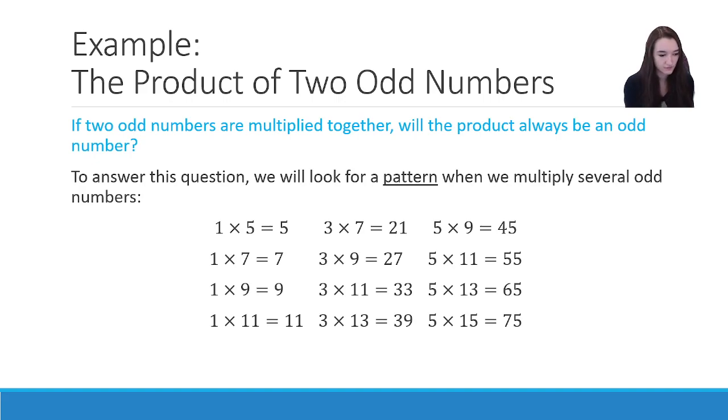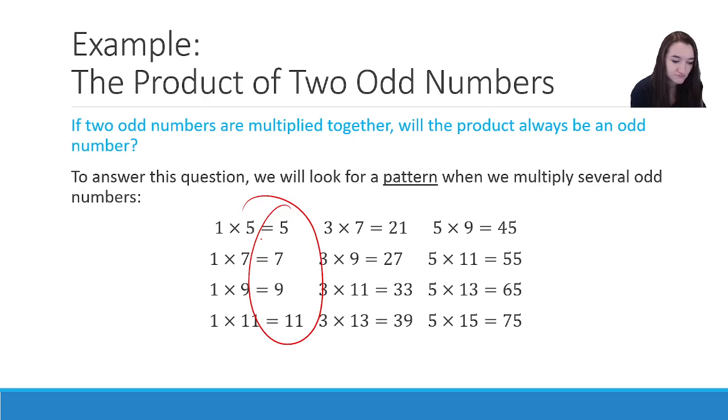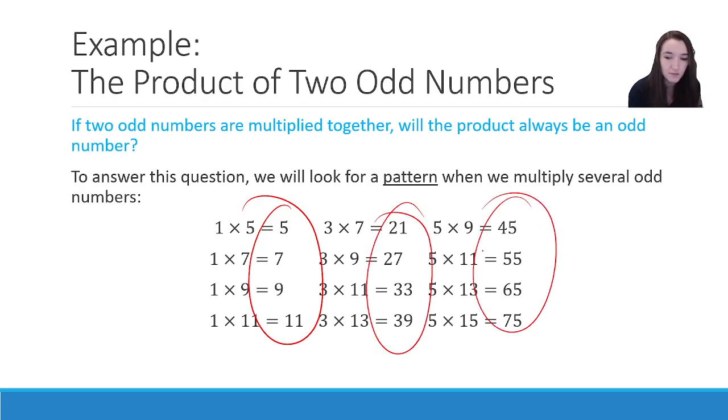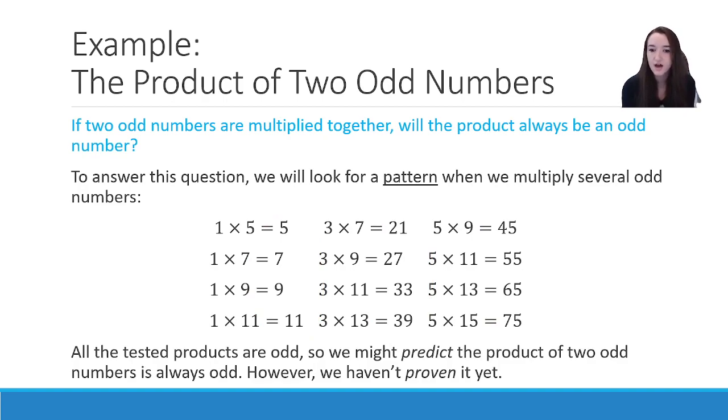Well, here I have 12 different multiplications of odd numbers. 1 times 5 is 5, 1 times 7 is 7, 1 times 9 is 9, 1 times 11, 3 times 7, 3 times 9, and so on. All of these are odd times an odd, and if we look, their products are all odd numbers. So all the tested products are odd, so we might predict the product of two odd numbers is always odd.